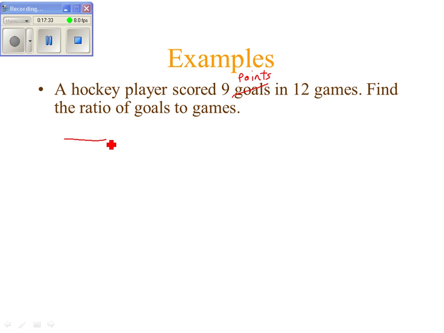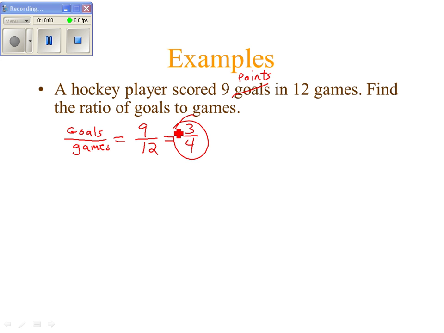What are we comparing here? Goals to games. Might help sometimes to write it down like this. So what's going to go on top? 9. What on bottom? 12. Now, do you leave it that way? What do you do to it? Reduce it down? 3/4. Now, somebody explain this number to me. What's that 3/4 mean? He gets 3 goals. He's going to score 3 goals every 4 games.